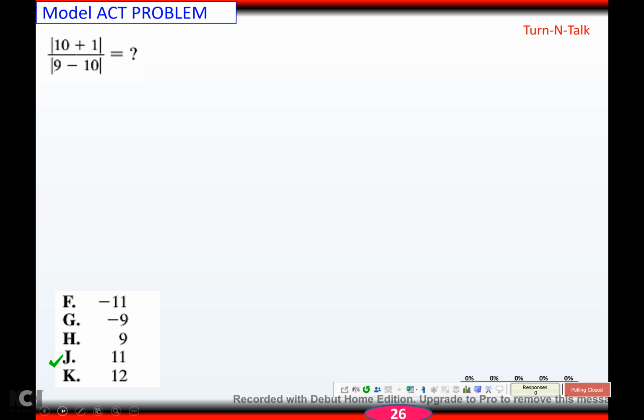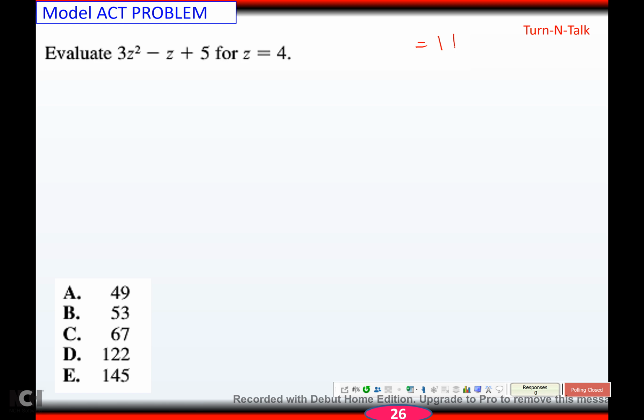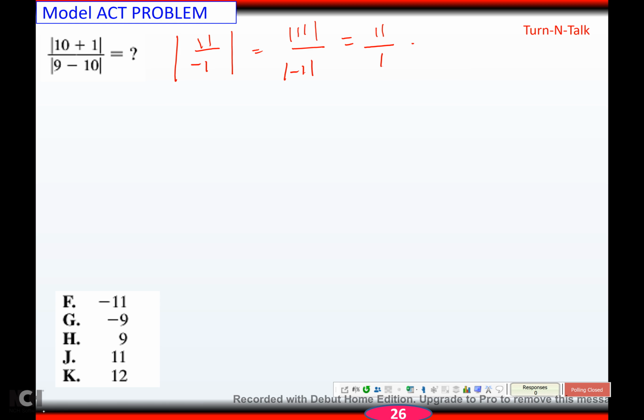Alright, it says the absolute value of 10 plus 1 divided by the absolute value of 9 minus 10. Well, we've got to do inside first. 10 plus 1 is 11. 9 minus 10 is negative 1. The absolute value of 11 is 11. The absolute value of negative 1 is 1. So 11 divided by 1 is 11.